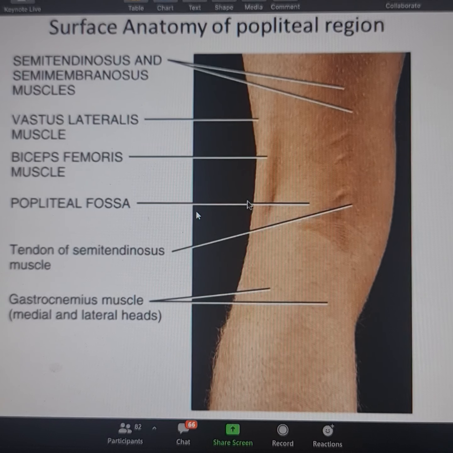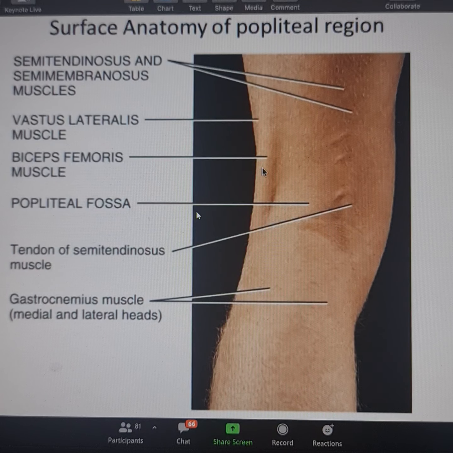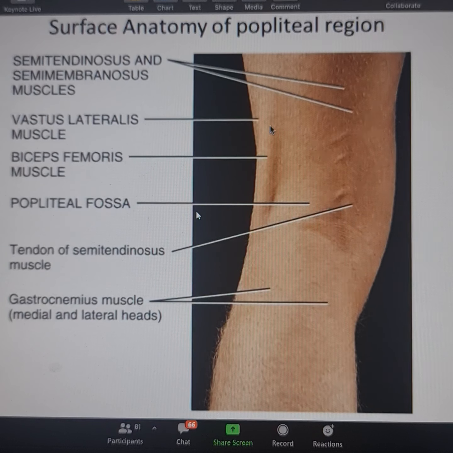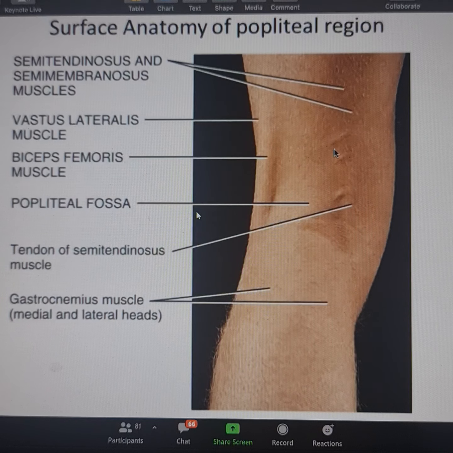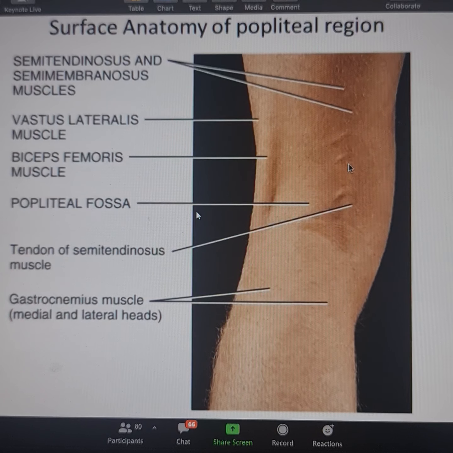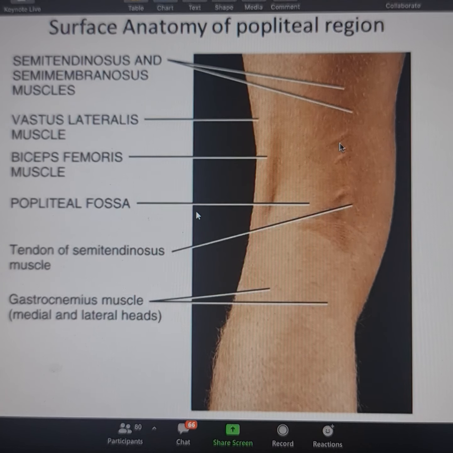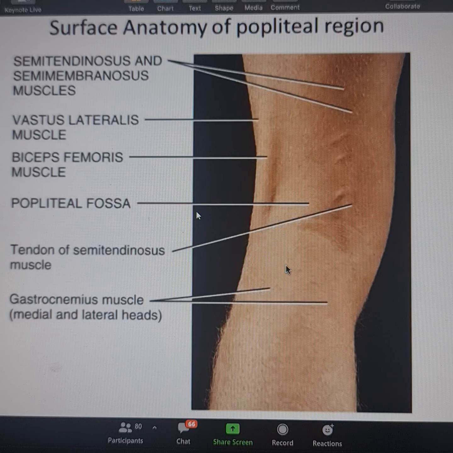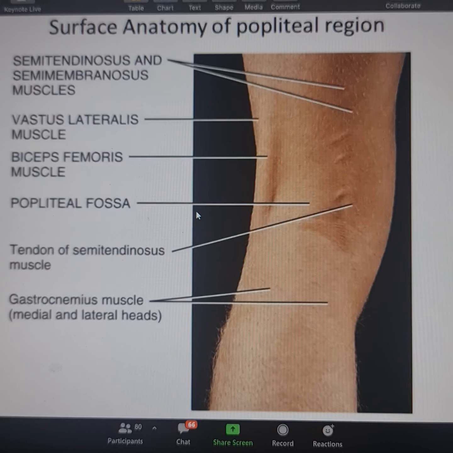So, what are the things that you can appreciate? When you look at the back, you can see a ridge, an elevation. That elevation is the tendon of the biceps femoris muscle. On the other side, it's another tendon, the semitendinosus muscle. So biceps femoris and semitendinosus are the muscles that you can appreciate at the popliteal fossa. And inferiorly, you can see the head of the gastrocnemius. Those are the structures that you will appreciate when you look at that side.